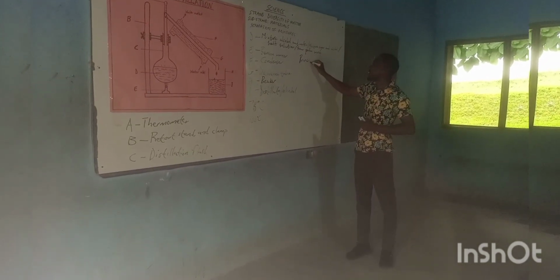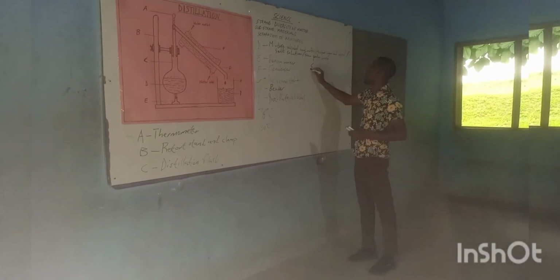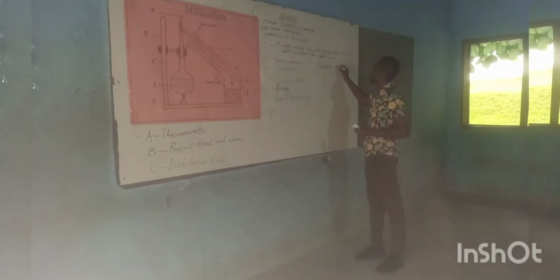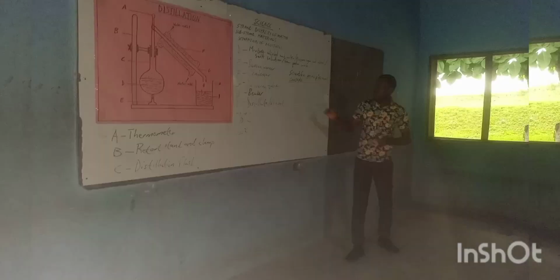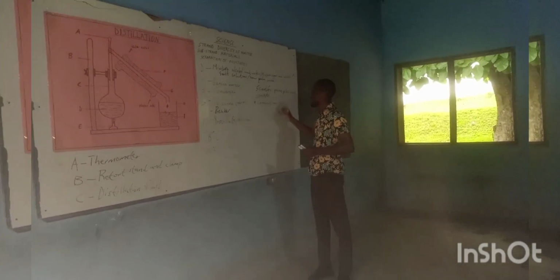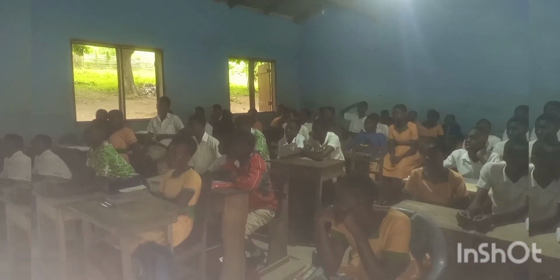So some of the scientific principles involved over there, we have compassion. Now what do you mean by compassion? How would you explain it? Or which other words can we use to replace compassion? Burning. Okay, burning. So that is one of the principles over there.